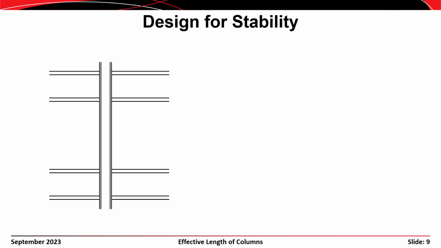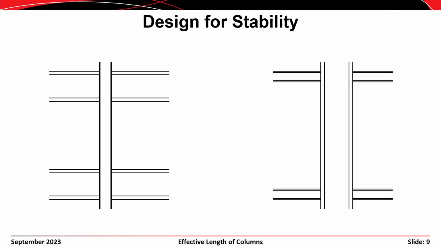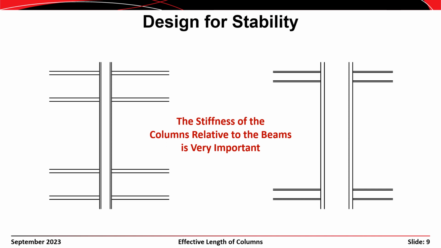What about a case like the one shown here, where the beams are relatively stocky compared to the column that they are framing into? In this case, the beams likely provide a higher degree of rotational restraint at the column ends, and it might make sense to take K as 0.5 or 0.65. But what about the case shown here on the right, where the beams are relatively slender compared to the column that they are framing into? In this case, the beams probably provide less rotational restraint at the column ends, and it might make more sense to take K as 1.0. The takeaway from this slide is that the relative stiffness of the column being considered and the beams framing into its ends is an important consideration in the determination of the effective length factor for a column.